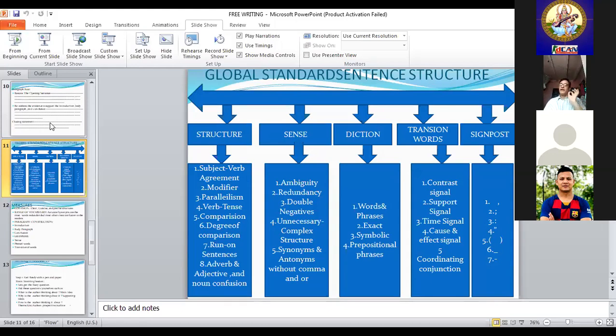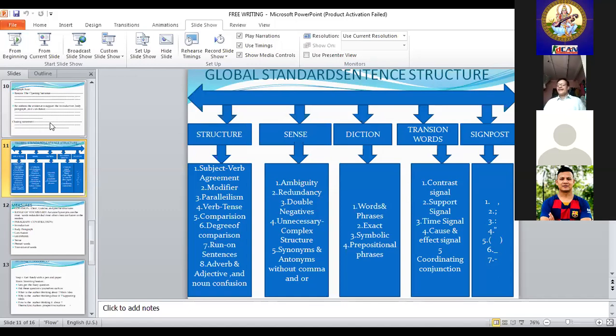So in writing, you have to find out the structure. Is my sense okay or not? Your sense is not okay whenever you do not care about all these issues. Ambiguity is avoided. Redundancy is never written. Double negatives always become positive. An unnecessarily complex structure cannot give you the correct and appropriate meaning of the sense of your writing. Synonyms and antonyms go without comma and or.